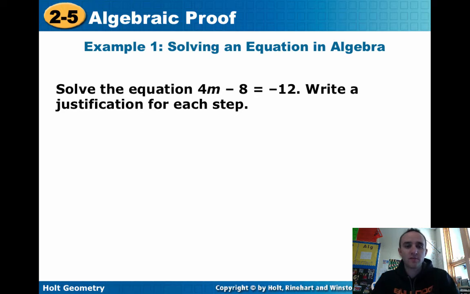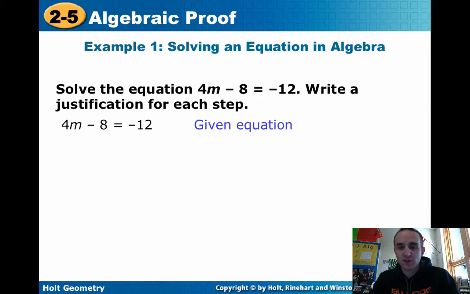Okay, so we're going to solve this equation and we're going to write a justification for each step. First thing we have to write down is the original equation. That original equation that we write down, that is our given.